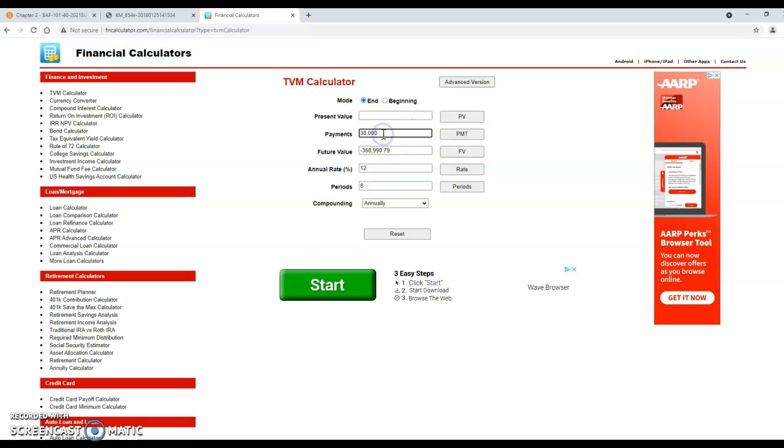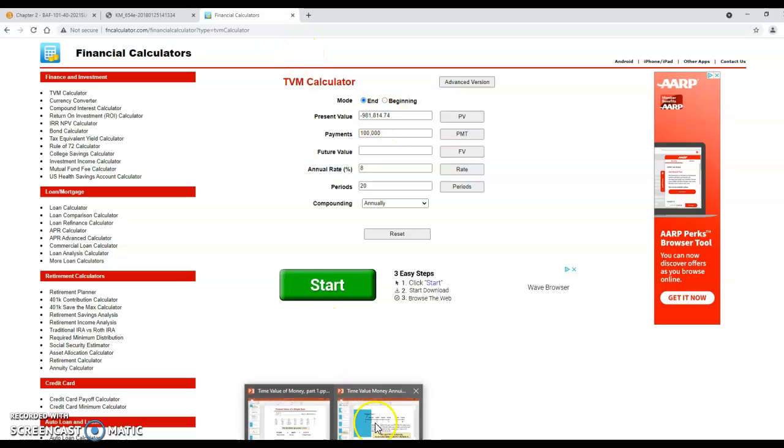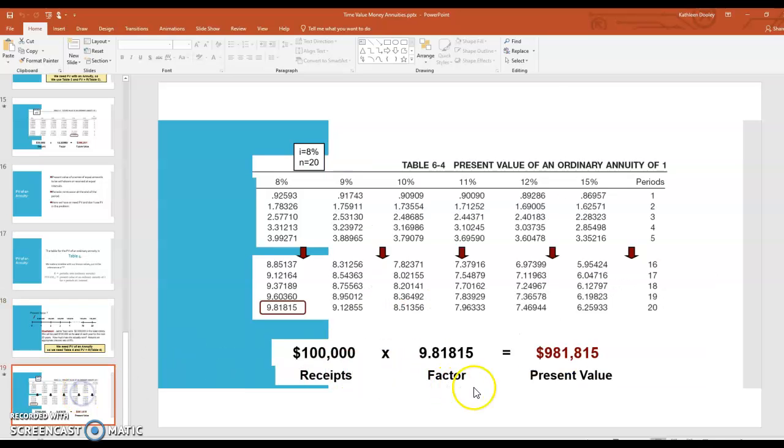Okay, so our rents are 100,000, and the interest rate was 8%. The periods were 20 years. It's compounded annually. Take away the future value; we want to know how much is the present value. Okay, 981,815. And that's what we got when we calculated it out using the tables.